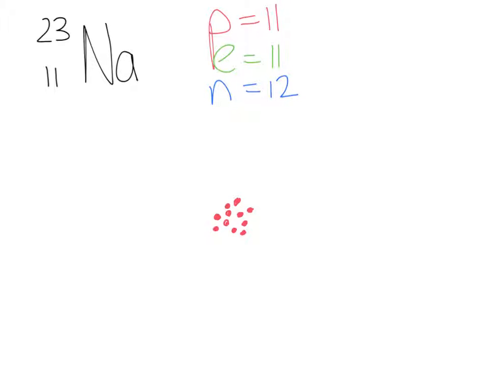And then what about the number of neutrons? Well, I have 12 neutrons and they also live in the nucleus. So in amongst the protons, I can draw 12 neutrons. 1, 2, 3, 4, 5, 6, 7, 8, 9, 10, 11, 12. Okay, so they all live in the nucleus of the atom.